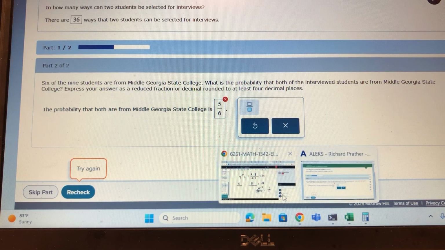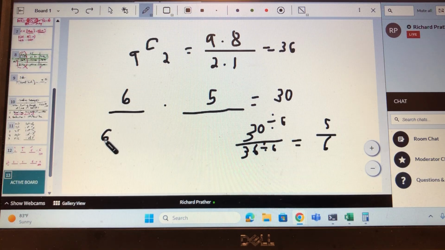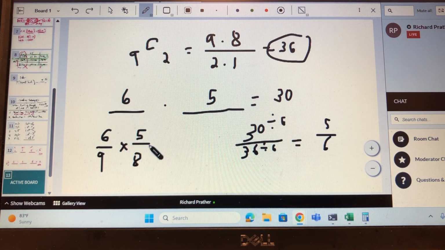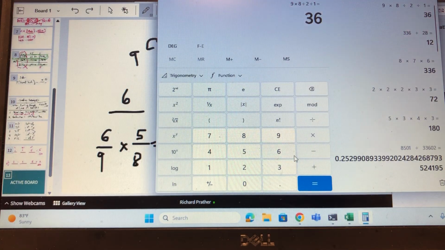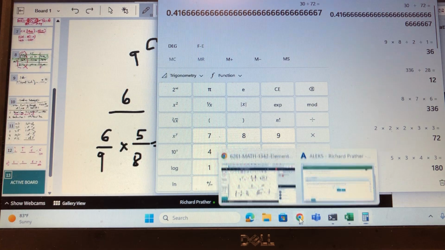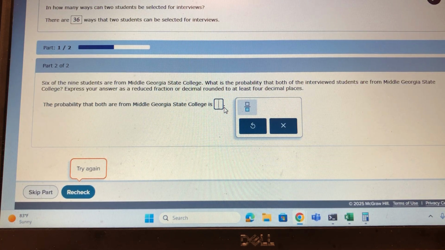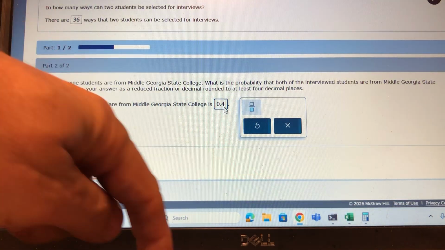Okay, so let's treat it like the M&M problem. There's a 6 out of 9 chance to get one of the 6 people to go first. That's like trying to draw the blue M&M 3 out of 10. And then I leave that person out. So now there's a 5 out of 8 chance to get the next one. But it's a little weird that this was 36 and this is 72. 30 divided by 72. 0.416666, so we'll make it 0.4167. They are allowing me to put a decimal here. 0.4167.